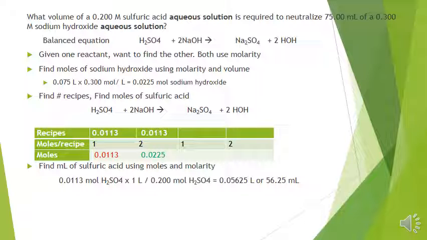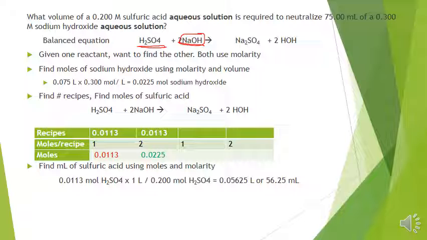Okay. So you're only given one of the reactants, and the reactant you're given is sodium hydroxide. And what you want to do is find out the amount of the other reactant. So we don't have to find a limiting reactant because we only have one of the reactants, this guy right here.